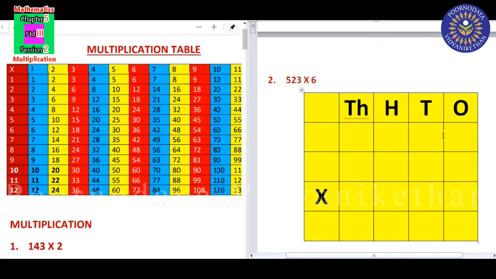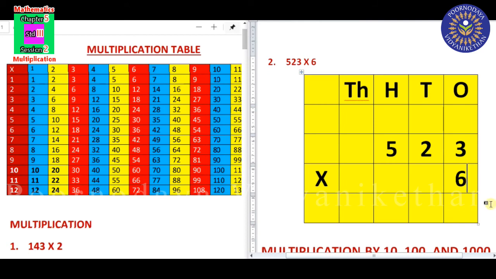523. So in ones place there is 3, in tens place 2, in hundreds place there is 5. So 523 we have to write like this. Clear? Then we have to multiply this number by 6. So 6 we have to write in ones position. Okay. Now let us start multiplication.